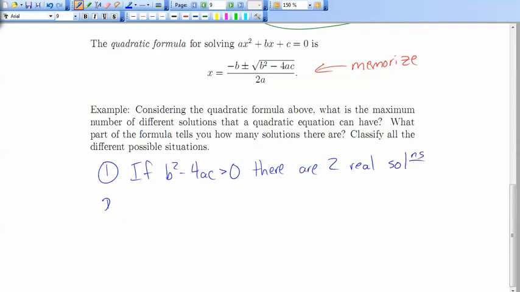Now, if the discriminant is exactly 0, then we're going to have negative b plus or minus the square root of 0, plus or minus 0. Our top will just be negative b. There won't be two choices. So our only solution will be negative b over 2a, and we'll just get one real solution.